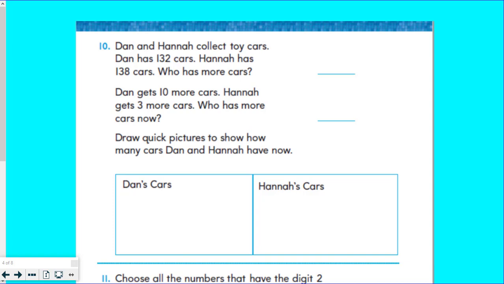Last page. All right. So Dan and Hannah collect toy cars. Dan has 132 cars. Hannah has 138 cars. Who has more cars? So let's write their numbers on top of each other to compare. 132, 138. They're exactly the same, right? Until you get to the ones. So this 8 is more, so that means Hannah has more cars.